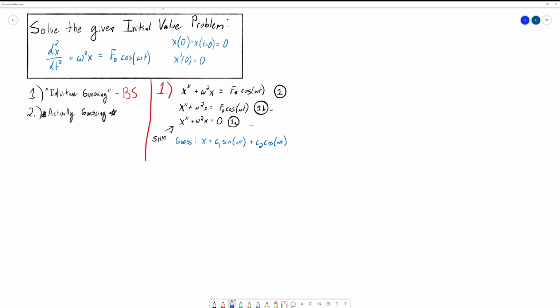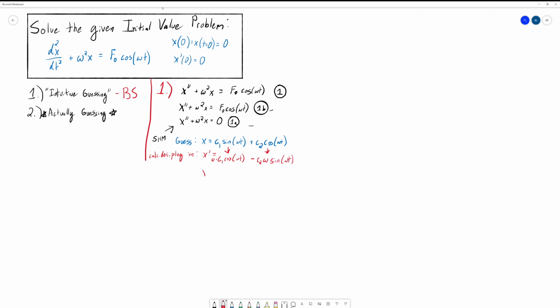Alright, and if that were the case, then we're going to calculate derivatives and plug in. So x prime would be, let's see, derivative of sine is going to be cosine omega t, and we're going to gain an omega out front. And derivative of cosine is going to be minus sine, and we're going to get an omega out front as well.